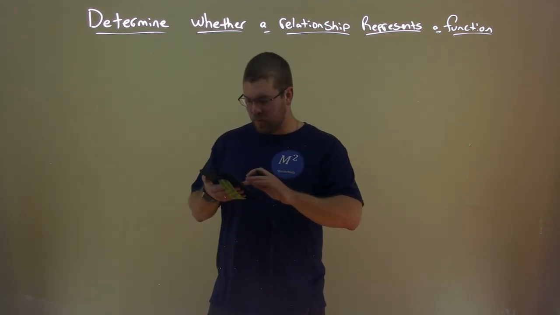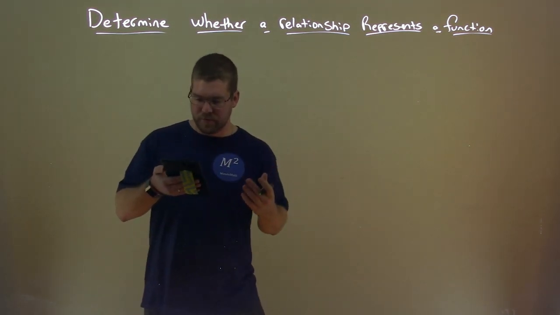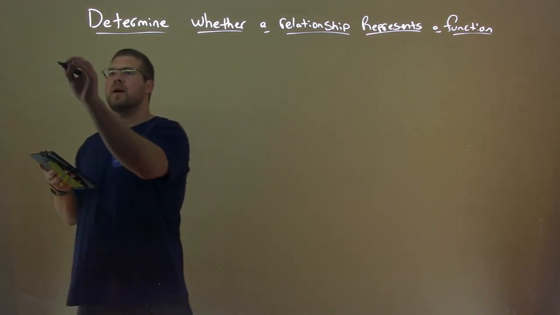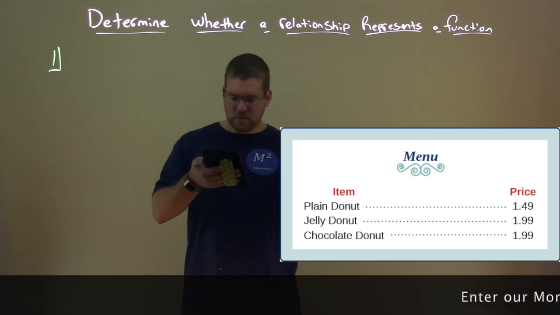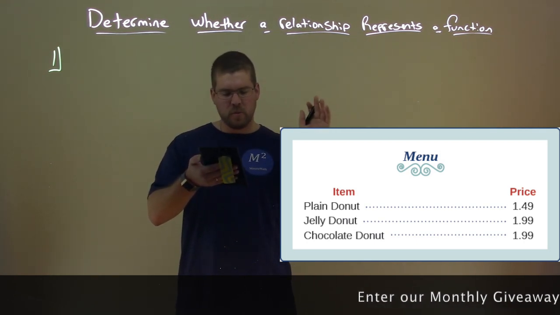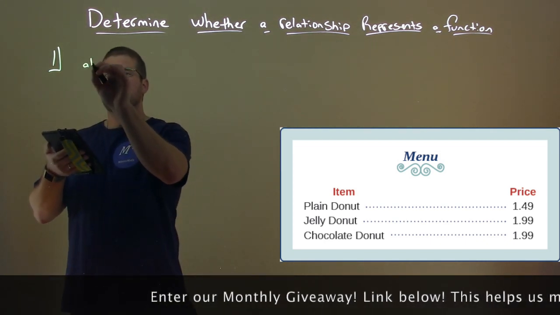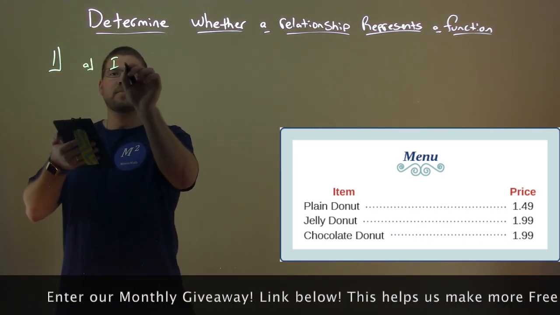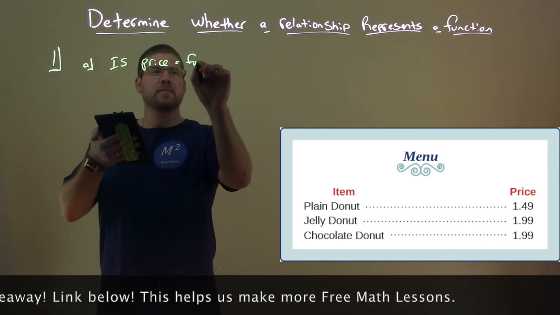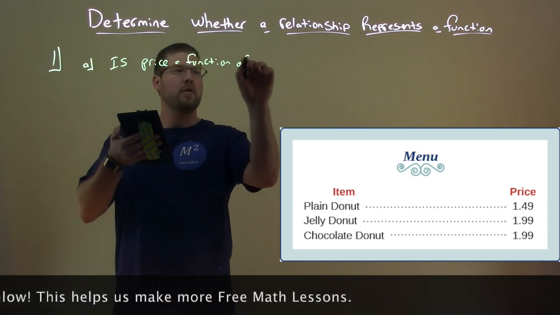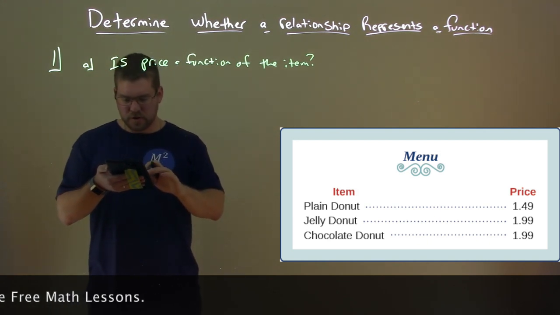Okay? All right. So let's go through an example here, and this is a real-world example. We have example one. I'm going to put a little menu up here for you. A plain donut is $1.49, a jelly donut is $1.99, and a chocolate donut is $1.99. Question A asks us, is price a function of the item? So is price a function of the item?